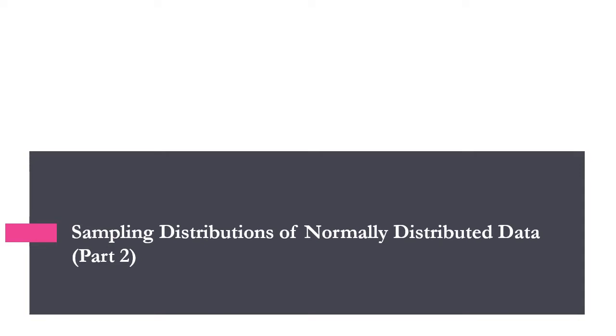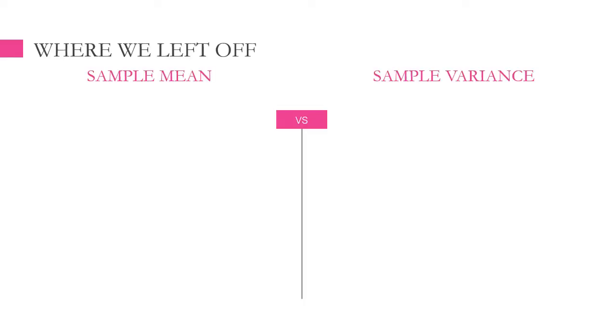Anyway, today we're going to continue our discussion and explanations on sampling distributions that are related to normally distributed data. So this is part 2. We're going to be talking about the T distribution and the F distribution. Before we get there, however, let's just talk about where we left off.